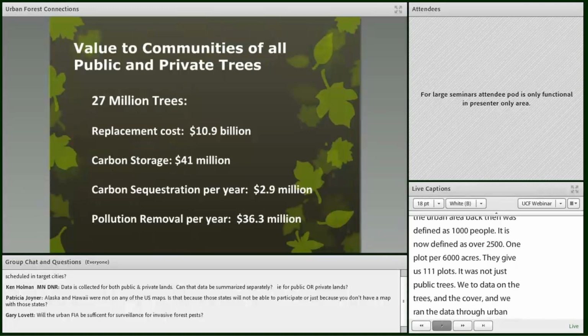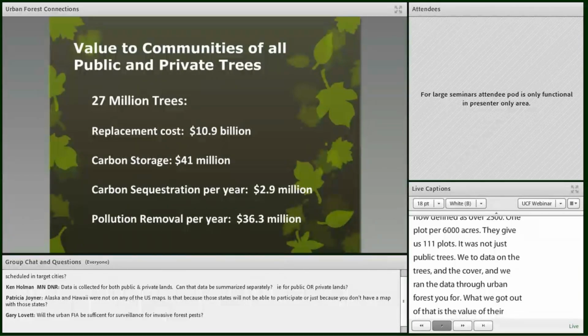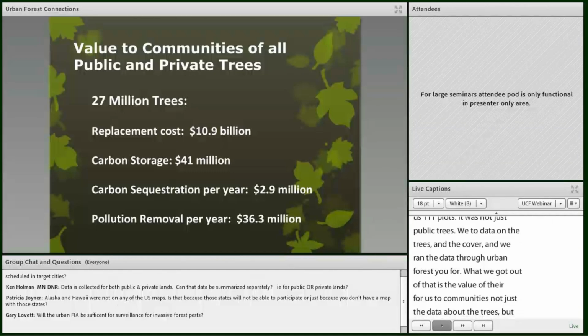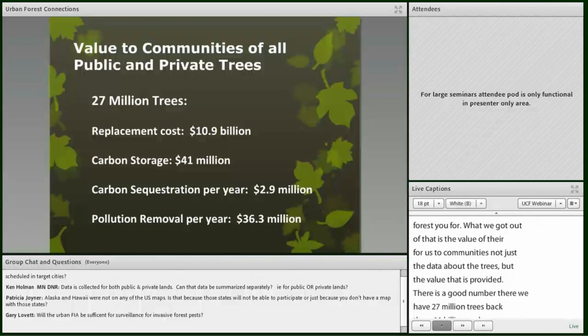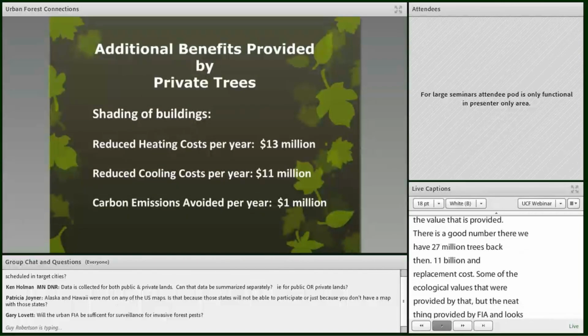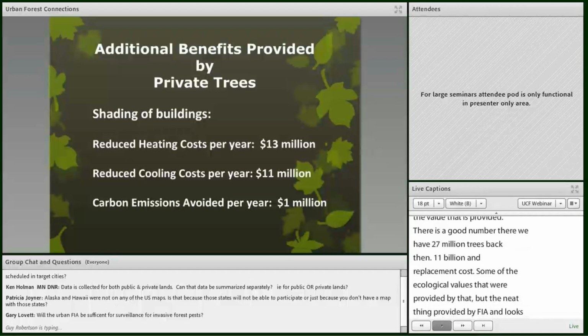So what we got out of that was the value of the urban forests to communities, not just the data about the trees, but the value that's provided. And you can see that there's a good number there. We've got 27 million trees back then, 11 billion in its replacement cost, and some of the ecological values that were provided by that. But the neat thing about Urban FIA is that it also looks at the private trees, and the private trees provide additional benefits. In this case, the energy savings, so that there's more information when you're looking across all properties, and it increases the value.